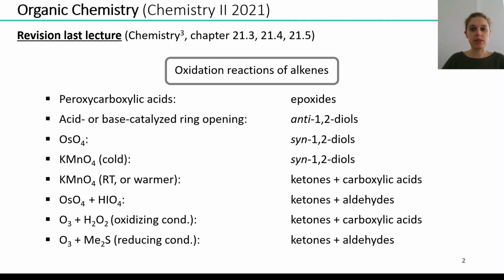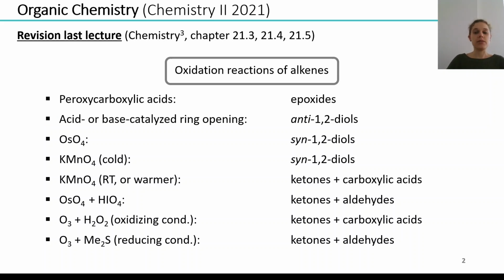Last lecture we saw several oxidation reactions of alkenes, and here I would like to briefly summarize which products can result under which reaction conditions. First of all, we saw that alkenes react with peroxycarboxylic acids to form epoxides. These epoxides can subsequently be transformed into anti-1,2 diols by acid or base catalyzed ring opening reactions.